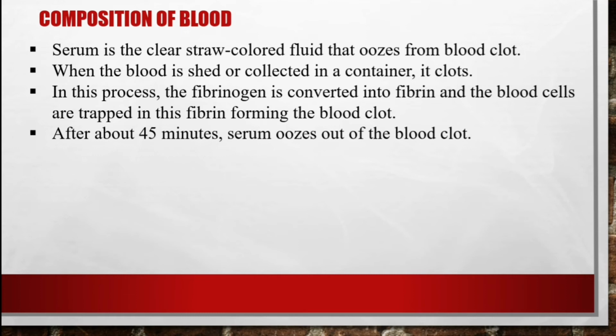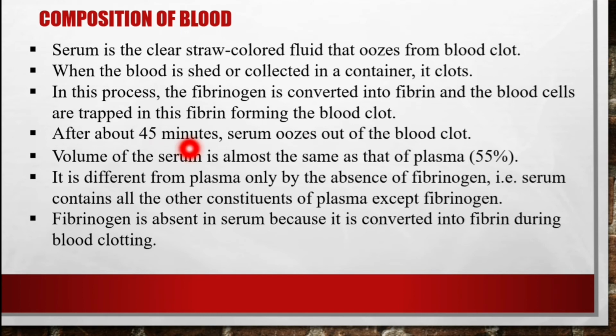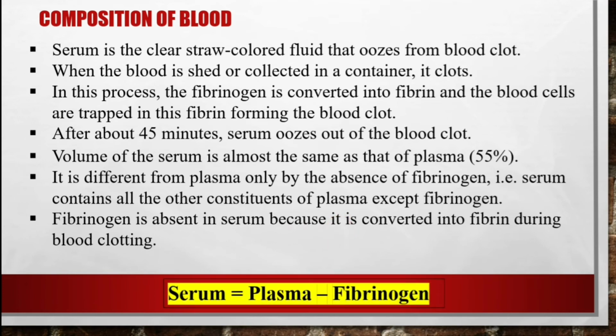The volume of the serum is almost the same as that of plasma, around 55%. It is different from plasma only by the absence of fibrinogen. That is, serum contains all other constituents of plasma except fibrinogen. Fibrinogen is absent in serum because it is converted into fibrin during clotting. So in conclusion, what is serum? Serum is equal to plasma minus fibrinogen.